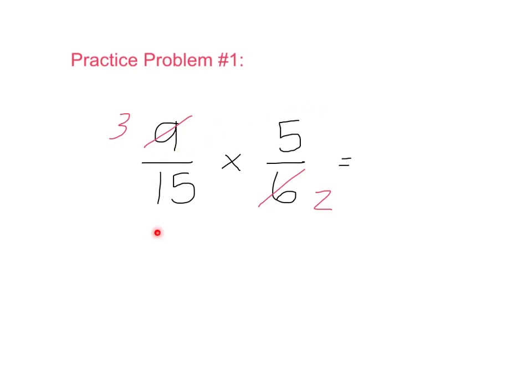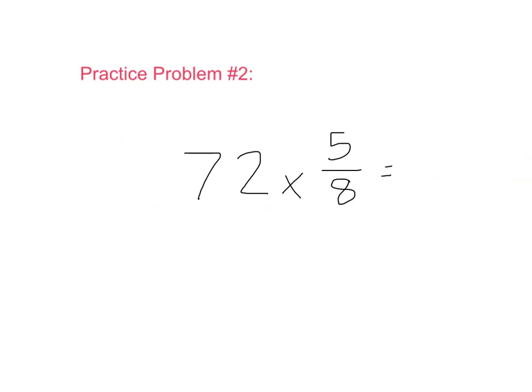Then I'm going to look at this 15 and 5, and I know 5 is a number that goes into 15 and 5. 15 divided by 5 is 3. 5 divided by 5 is 1. Now I can go ahead and just multiply straight across. 3 times 1 is 3, and 3 times 2 is 6. So you can see from my answer of this one, my answer is going to be 3/6, or if I were to simplify, 1/2.